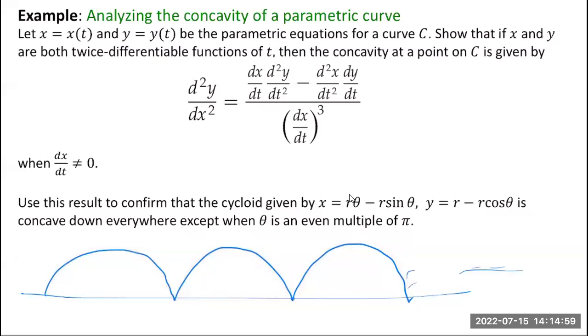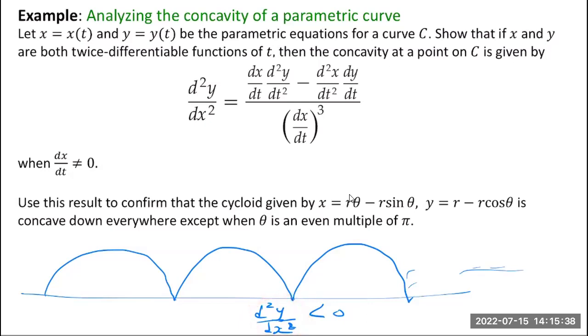Concave down means, you know from your Calculus 1 class, d squared y over dx squared is negative. So all we need to show is that it's concave down everywhere except for the even multiples of pi. We need to show that d squared y over dx squared is negative for all theta values, but even multiples of pi. Okay. So how do we prove that? First of all, let's find d squared y over dx squared.